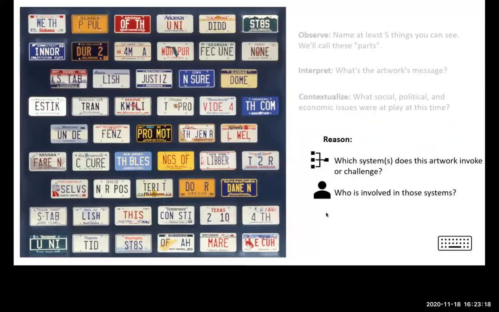Okay, so we've got some wonders. We're going to move into a place where we're starting to think about ever more the world outside the artwork and how the artwork is both a product of and a reaction to its time period. Thank you, Marita. So now we're thinking about color culture. So which systems does the artwork invoke or challenge? My challenge to you is to put as many as possible in the chat box before we worry about the people. In addition to color culture, which systems does the artwork invoke or call to your mind or challenge?